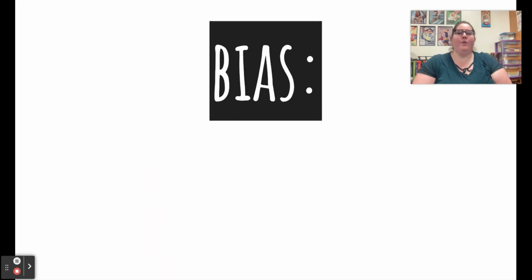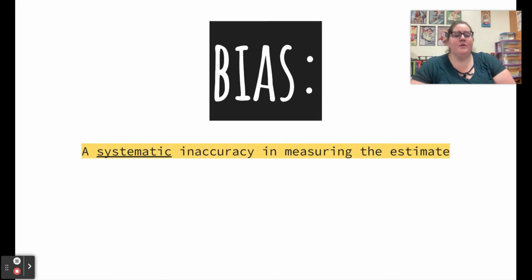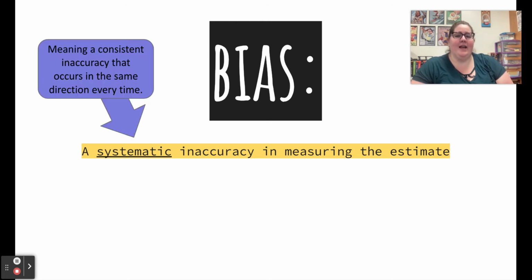So let's start by talking about what bias really means. Bias is a systematic inaccuracy in measuring the estimate. That means it's a consistent inaccuracy that occurs in the same direction every time. There's something that's pushing, in a sense, answers in one direction.